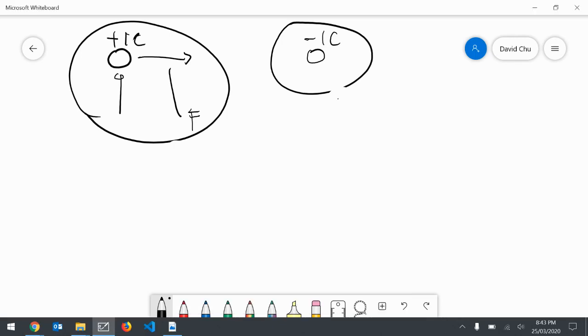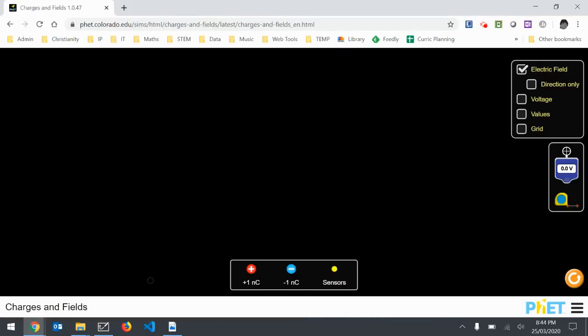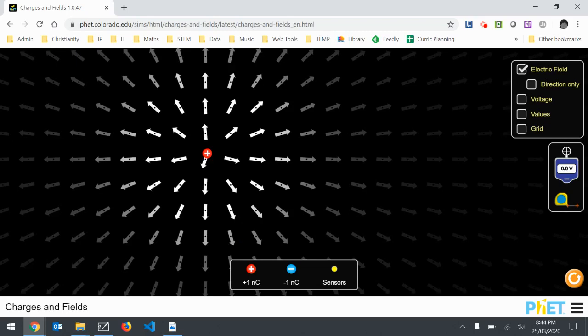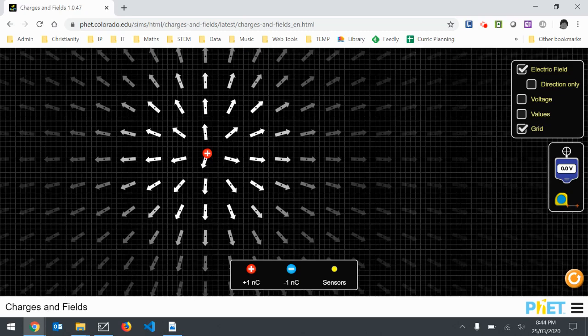Okay, so to illustrate this, I want to go to a simulation on PhET from Colorado, and this one is called charges and fields. So you should be able to get it from this link here. I'm going to start dragging a few charges around. Looking at this one here, you start seeing some arrows around, and I'm going to put a grid around too.